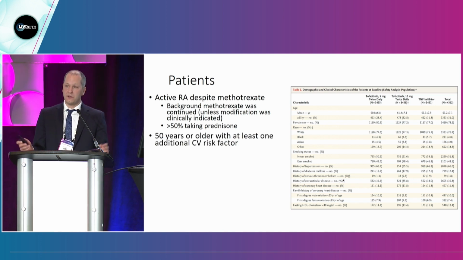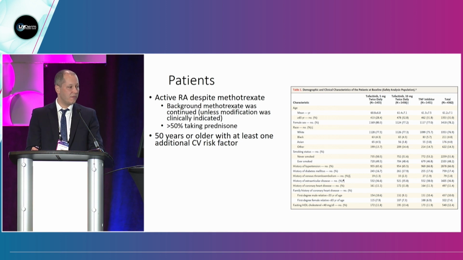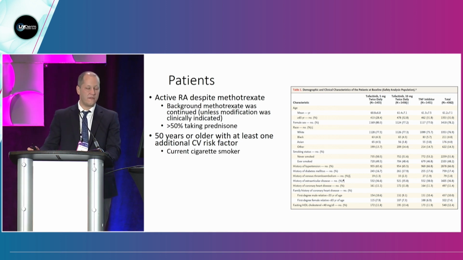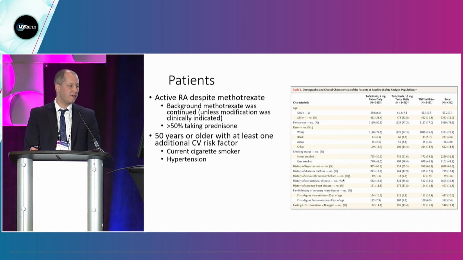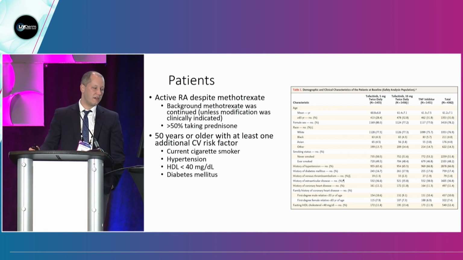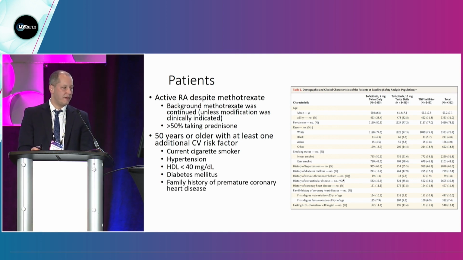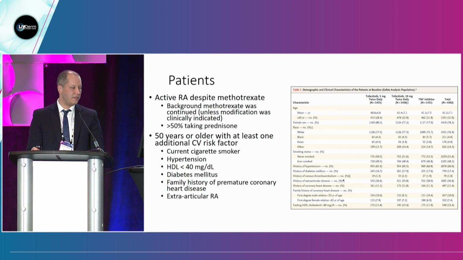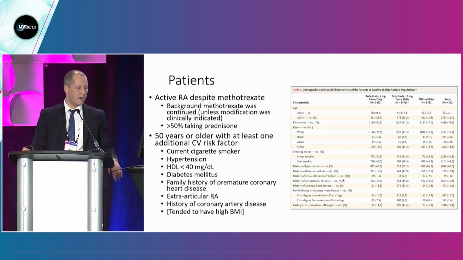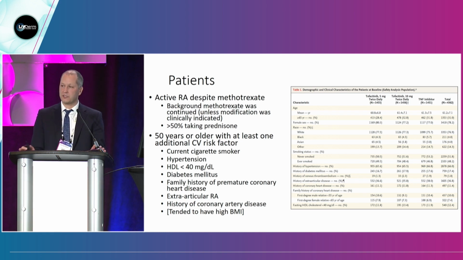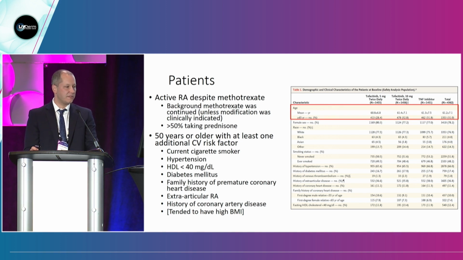In the way that the study was designed, the patients were 50 years of age or older and had at least one additional cardiovascular risk factor. Here's how they were defined: either a current cigarette smoker, history of hypertension, history of low HDL cholesterol, diabetes, family history of premature coronary artery disease, extra-articular RA, and/or a history of coronary artery disease. Although it wasn't actually a formal inclusion criteria, the BMI of these patients tended to be relatively higher.